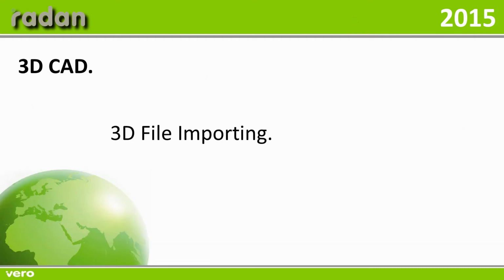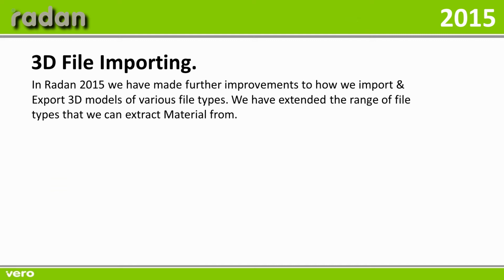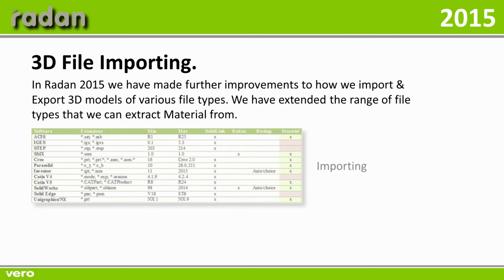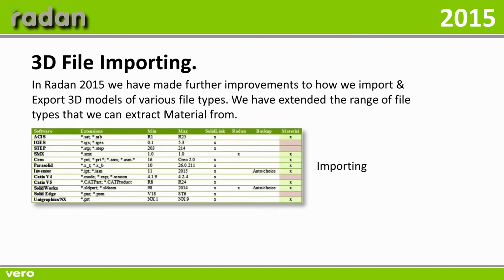3D file importing. In Radan 2015 we have made further improvements to how we import and export 3D models of various file types. We've extended the range of file types that we can extract material from. This table below simply shows what file types we can bring in, what versions of those file types, and you can see right at the end there the X indicates that we can extract material from these file types.